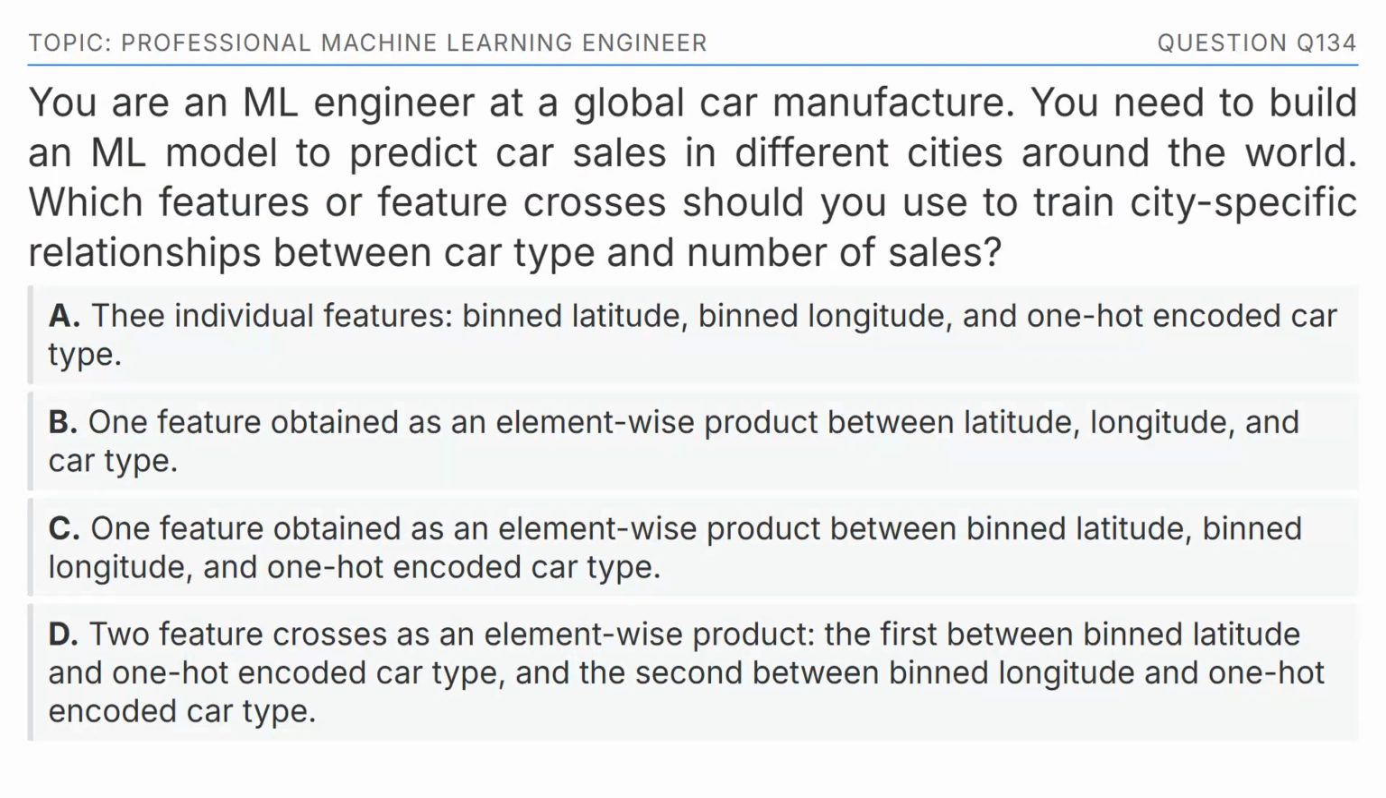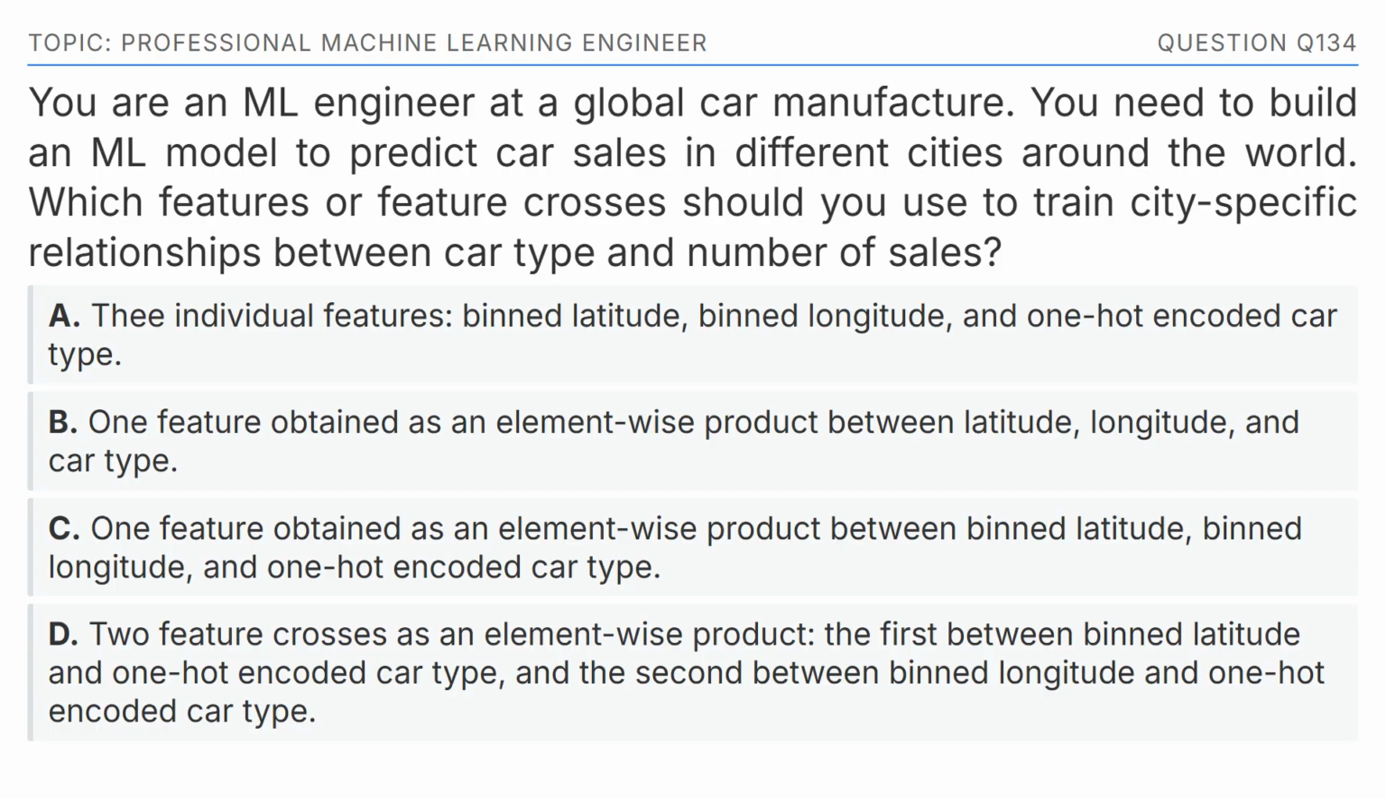You are an ML engineer at a global car manufacturer. You need to build an ML model to predict car sales in different cities around the world. Which features or feature crosses should you use to train city-specific relationships between car type and number of sales?